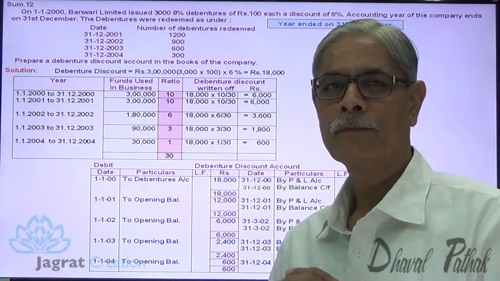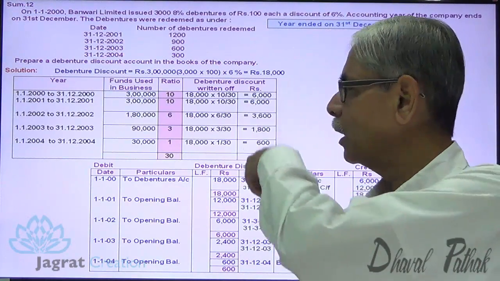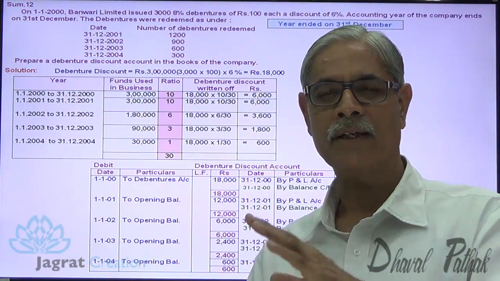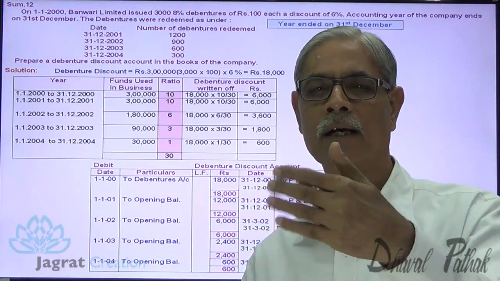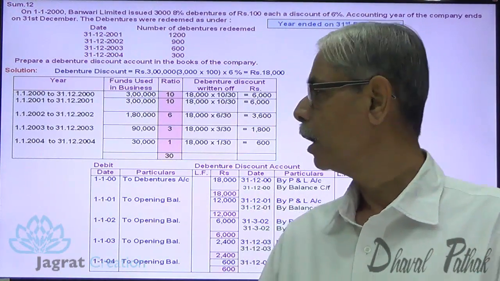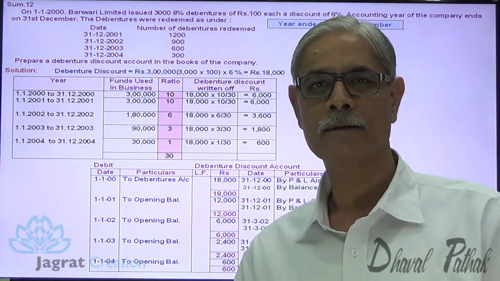This is a working note where I have worked out how the debenture discount amount gets written off on an accounting period basis. I think you have followed all these things.